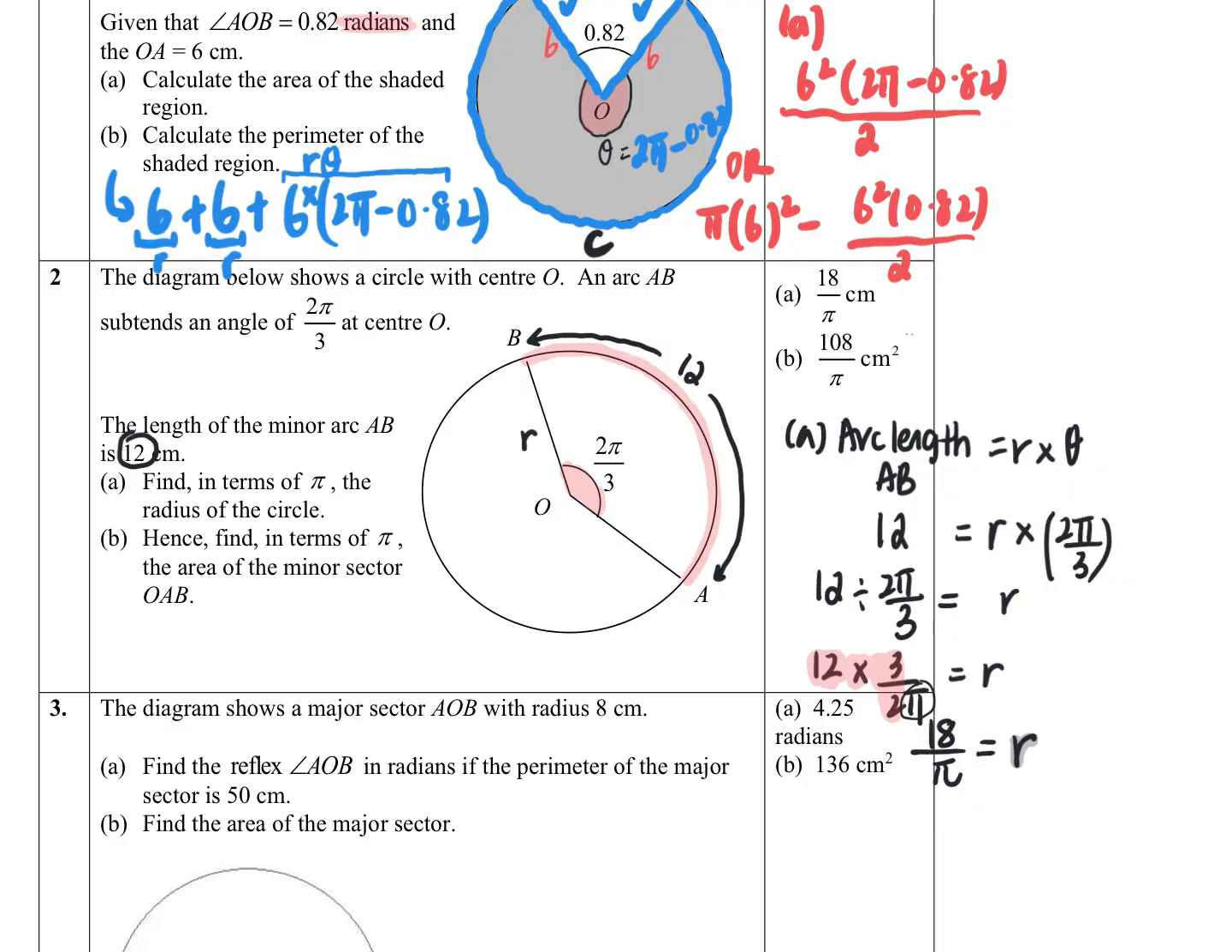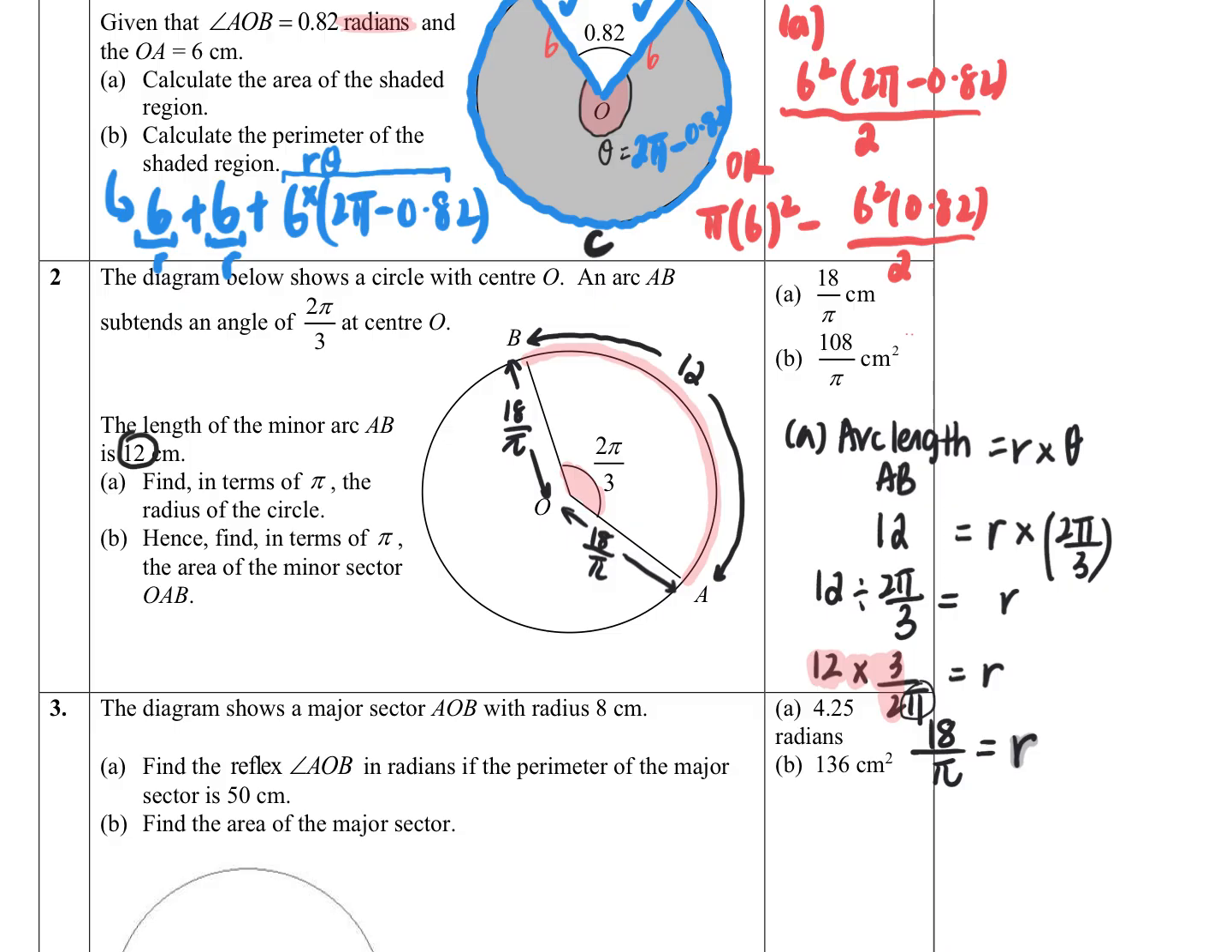Okay, so this is the radius. Now once you know already, you write it in. This is 18 over pi. This is also 18 over pi. Write in everything you know so that when you want to use it, you can readily use them.